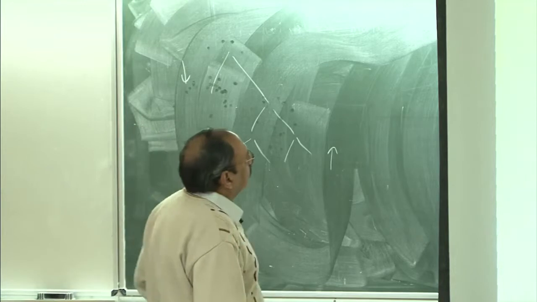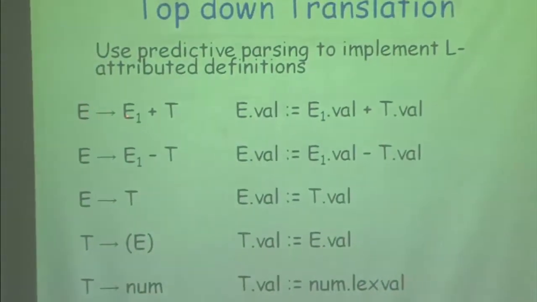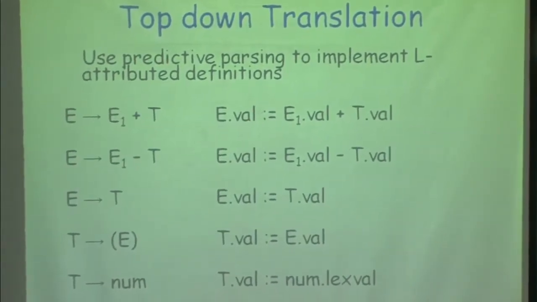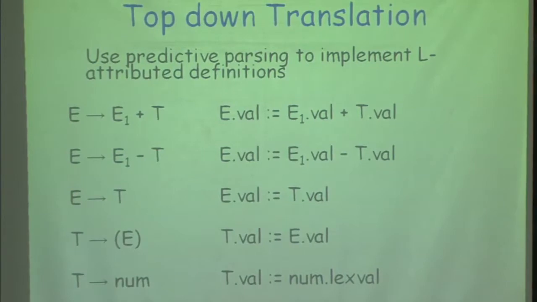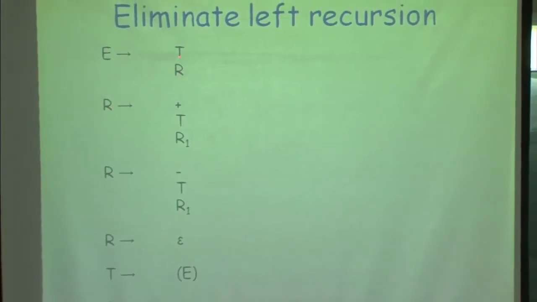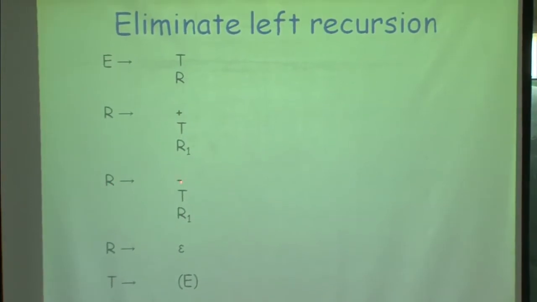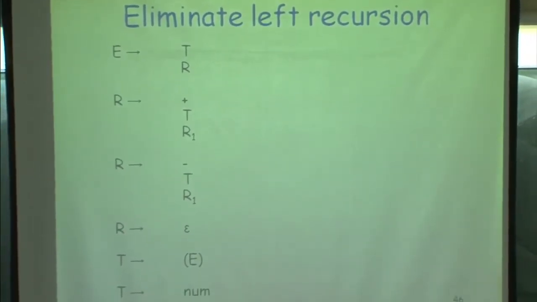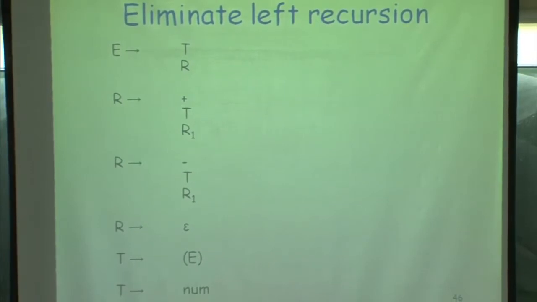So, here is a grammar. If I first remove left recursion from this grammar, because this says E goes to E plus T and E goes to E minus T, I cannot handle left recursive grammars as far as top down parsers are concerned. So, I need to remove left recursion, and this is how the grammar will look. I have now introduced a new non-terminal R, and E goes to TR, and R goes to plus TR, and R goes to minus TR, and R goes to epsilon. And these two rules remain as they are, because there is no left recursion there.